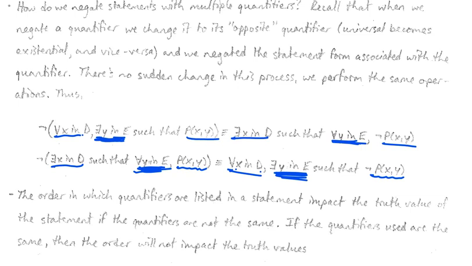So as you can see, the order in which the quantifiers are listed in a statement will impact the truth value of the statement if the quantifiers are not the same. We saw for all x in D, there exists y in E such that blank requires one thing to happen. There exists x in D such that for all y in E blank, something else has to happen.